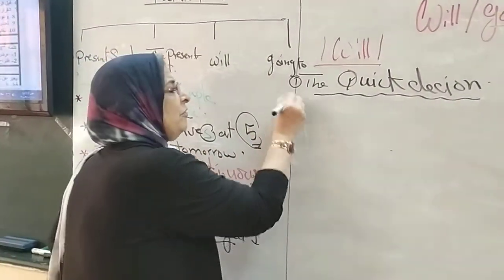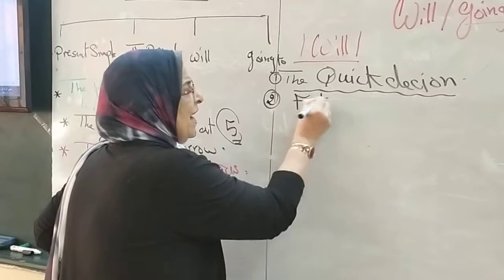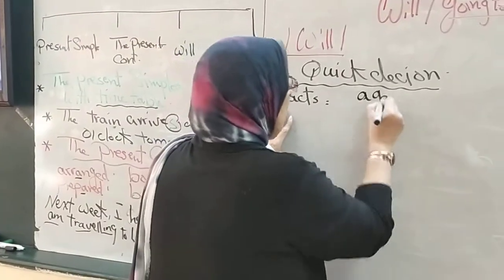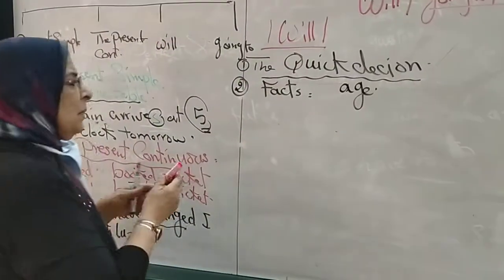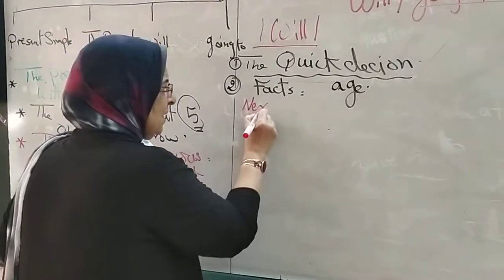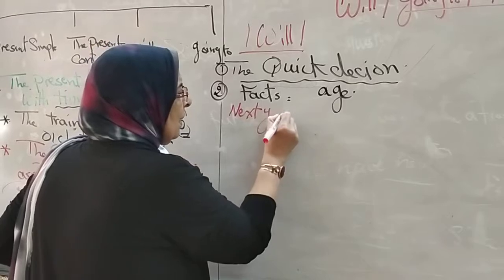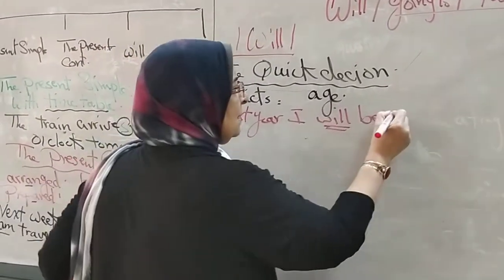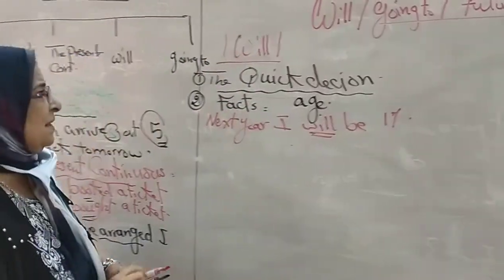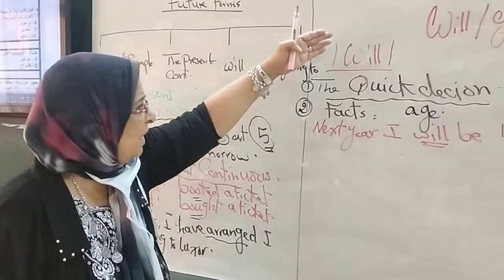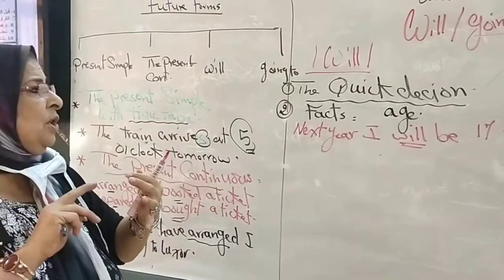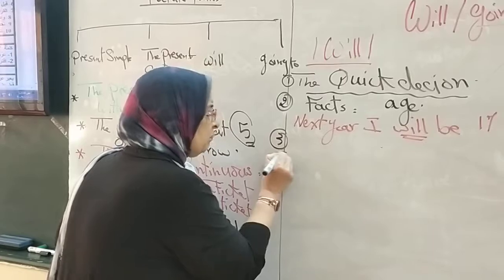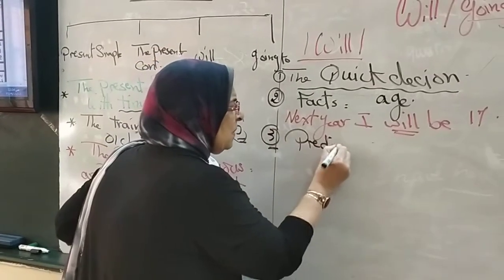Number 2, with the facts. What do you mean by facts here? Especially in age. Next year, inshallah, I will be 17. Next year, I will be 17, because it is a fact. What else? To express the future, to express when, you must have quick decision, you must have facts, especially in age. Number 3, prediction. What do you mean by prediction?